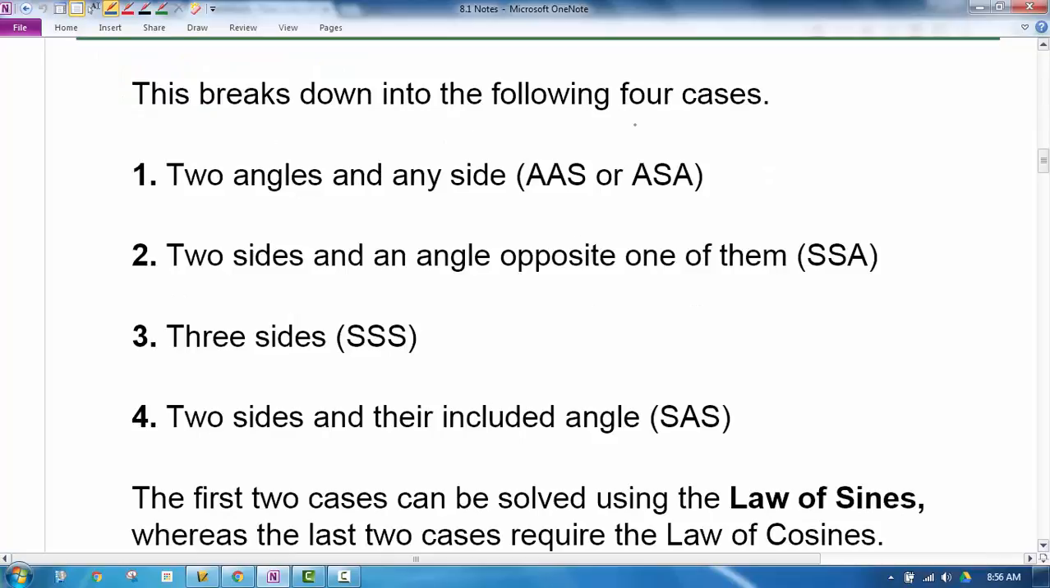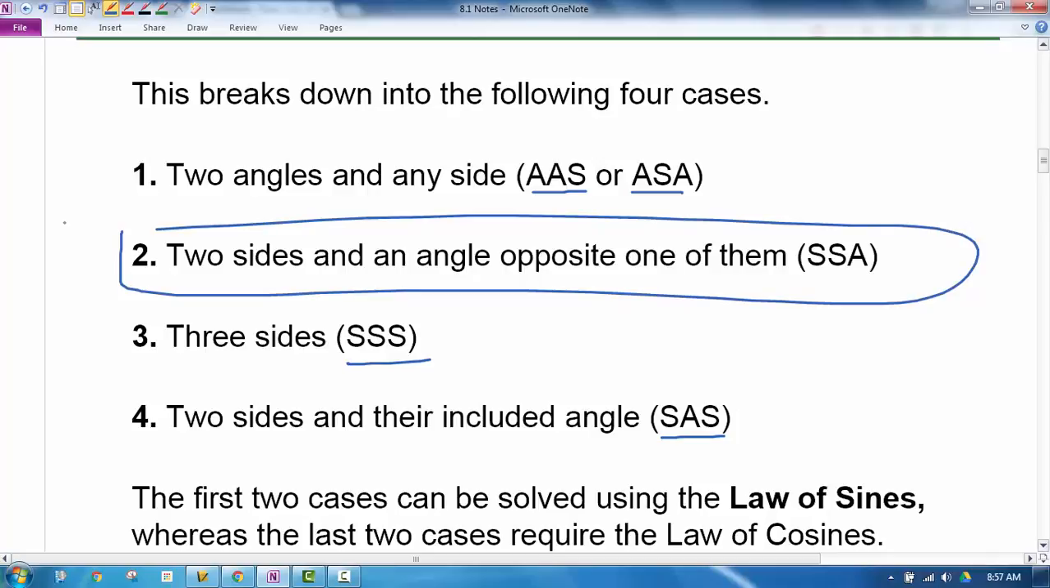All right, so we're going to have these four cases. If we have two angles and any side, so angle, angle, side, or angle, side, angle, if you remember, those were geometry theorems for triangle congruence. So the law of sines is going to work just fine here. We're not going to have to worry about anything. If we have two sides and the angle opposite one of them, so side, side, angle, if you remember, that was not a geometry congruence theorem, so we're going to run into some issues with this one. If I give you three sides, you're not going to have any issues because that was a triangle congruence theorem. If you have two sides and an included angle, that's once again a triangle congruence theorem, so you'll be just fine. The only one that we're going to have issues with is number 2.